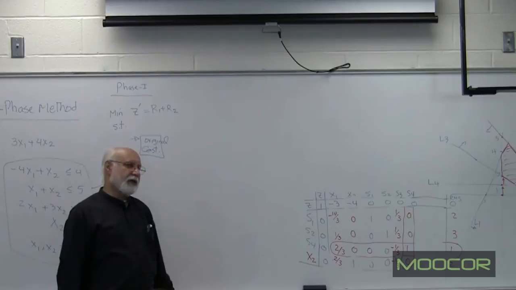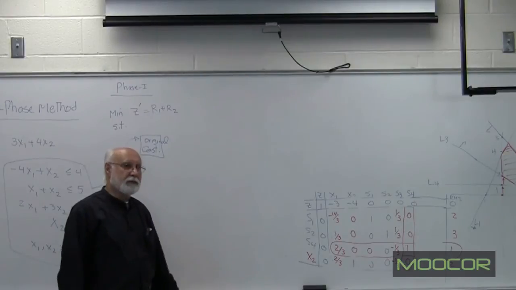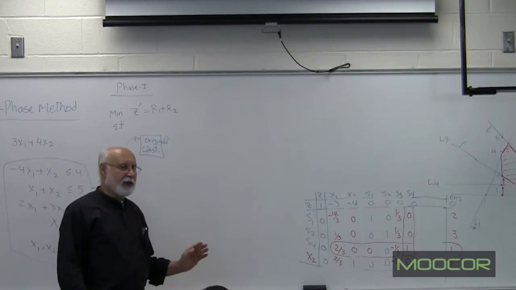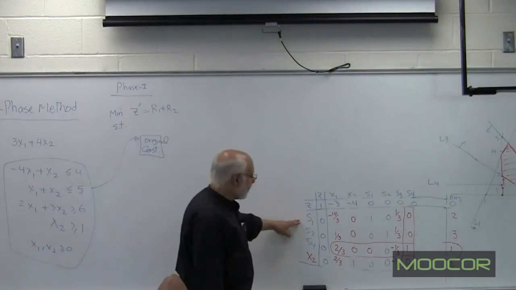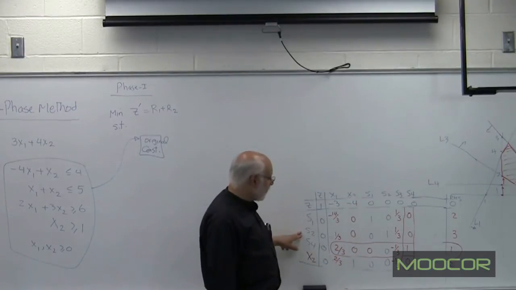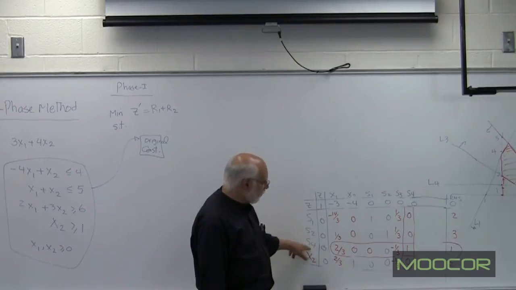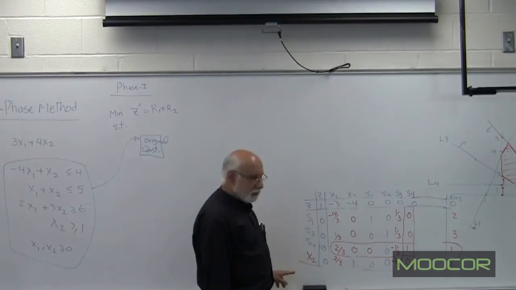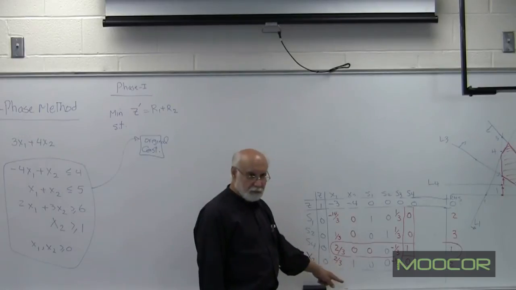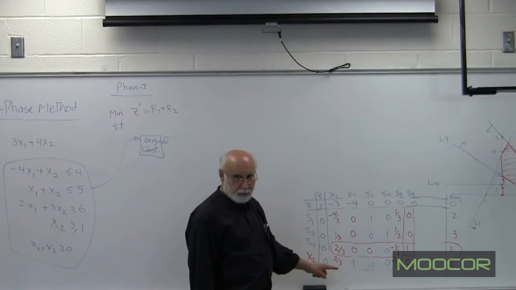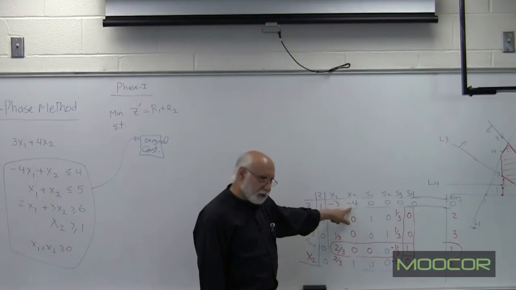Then I will go back and double check, is this a legitimate tableau? And as such, where would I look? For the identity matrix under basic variables. S1 looks okay. S2 looks okay. S4 is okay. X2 is okay. It's not okay. There is a negative 4 in here. What should it be? It has to be 0.